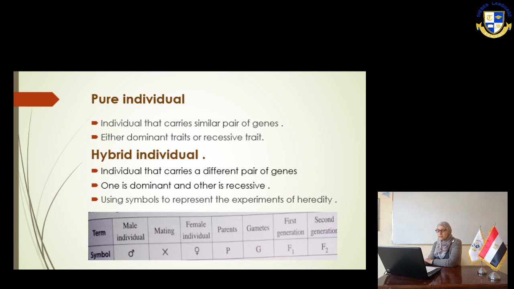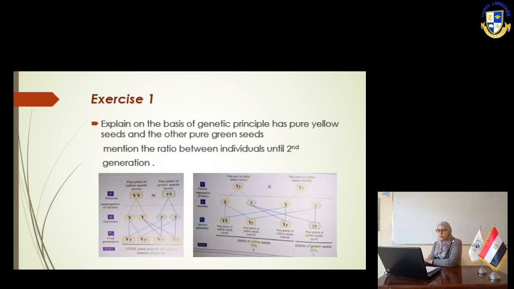Using symbols to represent the experiment of heredity, as shown here in the figure, we can see the male individual, the mating female parents, gametes, first generation and second generation. We are going to use the first generation F1 and the second generation F2 and the parent P and the gametes G. Slide number 4.